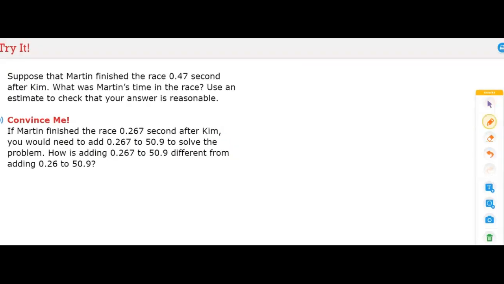Suppose that Martin finished the race 47 hundredths second after Kim. What was Martin's time in the race? Use an estimate to check that your answer is reasonable. I am just going to answer the question. The original time was 50 and 9/10.